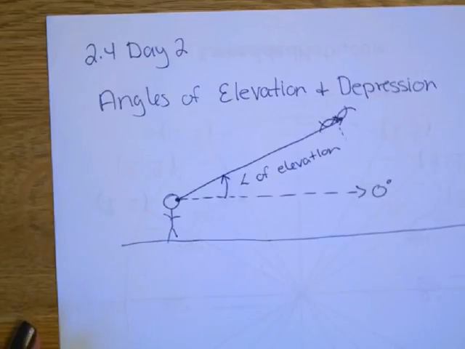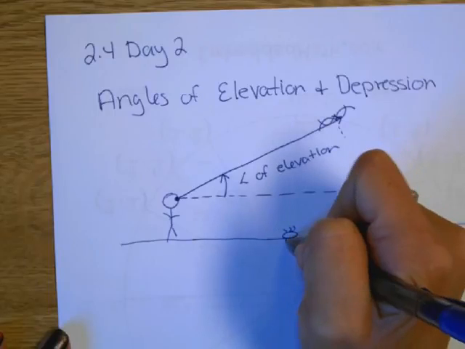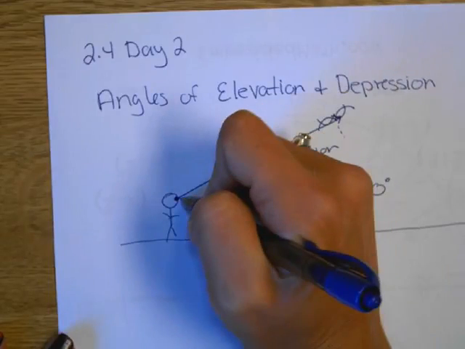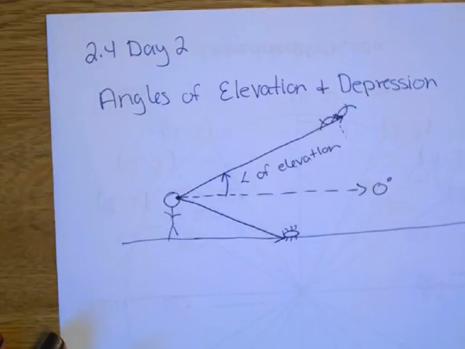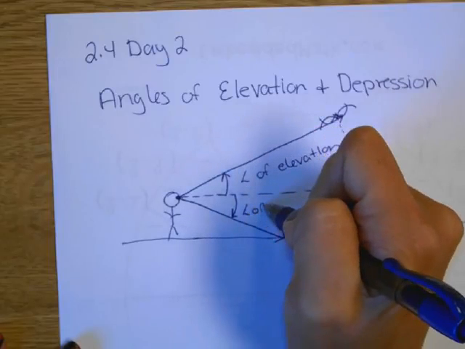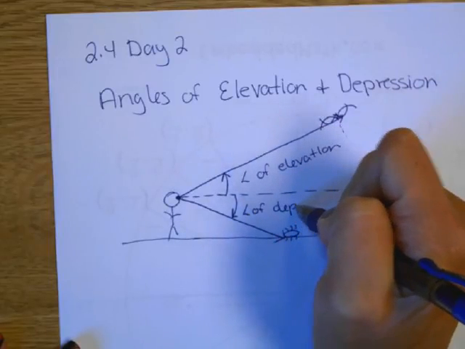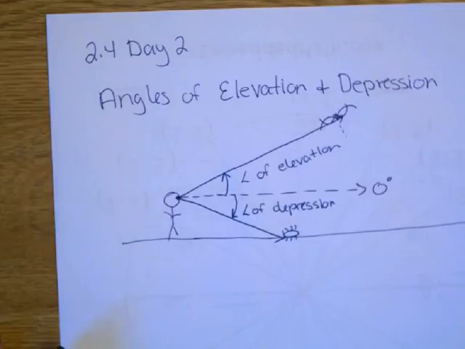If I look down to the ground to see a giant mutant wood tick, the amount I look from the horizon line down is my angle of depression. So when you see angle of elevation and angle of depression, you have to have a 0 line and then you go from there. So let me challenge you.